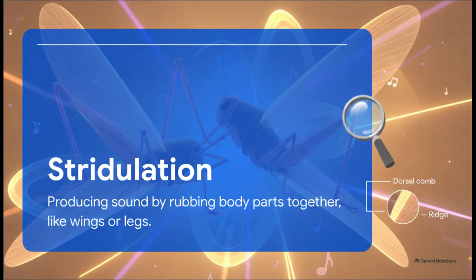Now, if we zoom in on those fully formed wings and legs, we find the mechanism for their iconic communication, stridulation. Imagine the 3D friction required for this. The insect lifts its wings and vigorously rubs a specialized comb on its right wing against a specific ridge on its left wing, or sometimes it even rubs its leg against the wing. This mechanical friction creates that classic mating song we all associate with warm summer nights, and it's primarily used by the males to attract females.